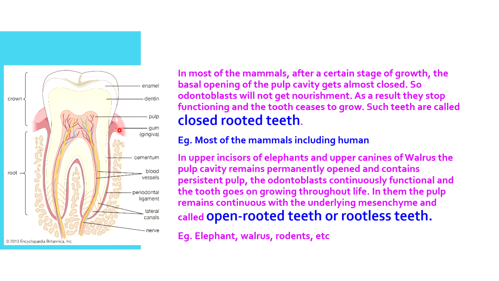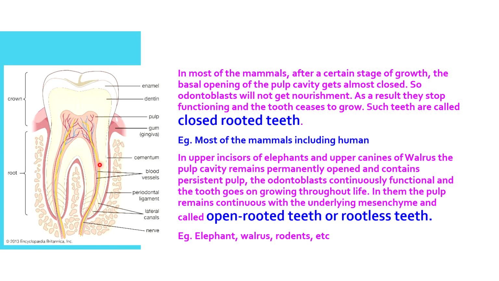In most of the mammals, after a certain stage of growth, the pulp cavity becomes closed, and so the odontoblasts do not get nourishment. The result is that the growth and the functioning of the tooth stop because of the absence of nourishment. Such teeth are called closed rooted teeth. And some animals have open rooted teeth.